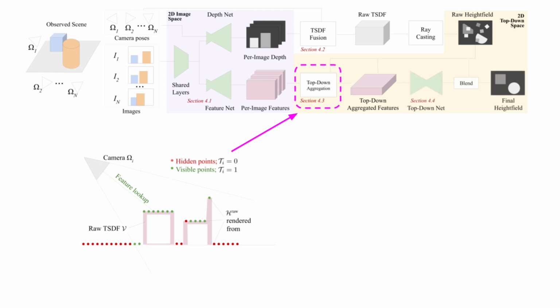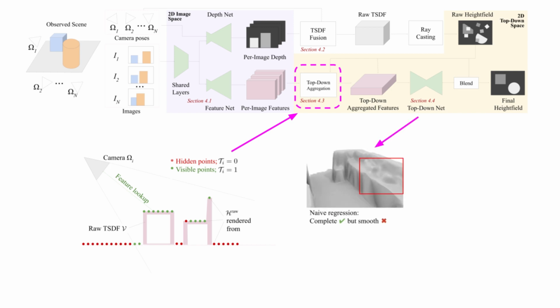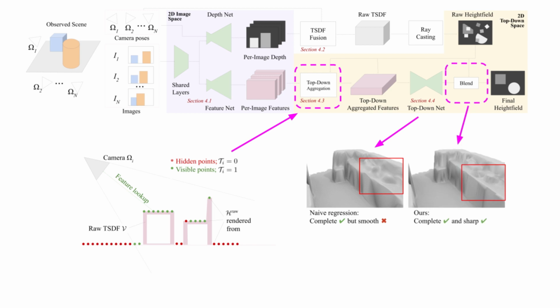The final stage in our pipeline involves refining the initial raw height field using a top-down 2D network. As these operations are performed in 2D, this refinement is much more efficient than the equivalent 3D feature volume refinement. This step also allows our model to make predictions for regions in the scene that are only partially observed in the input images. We find that simply regressing a refined height field leads to overly smooth results, whereby the depth details observed in the input are lost. To address this, we introduce a learned blending step that combines the output of the refinement network and the raw height field. This produces the final complete height field, which is denoised while also retaining detail.